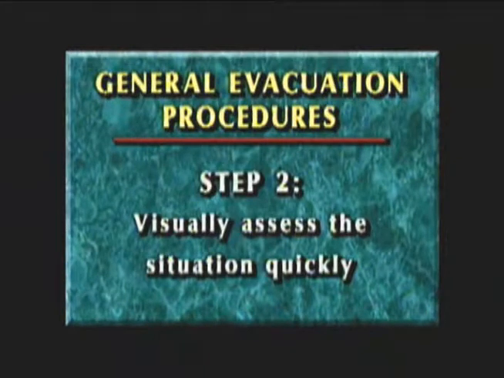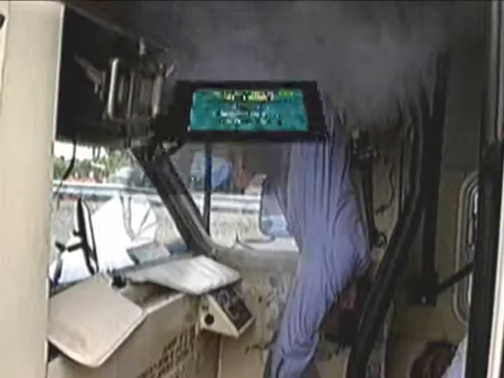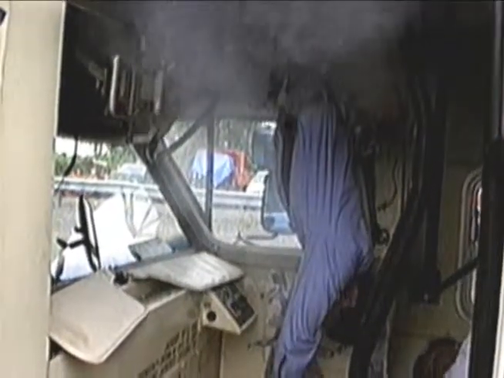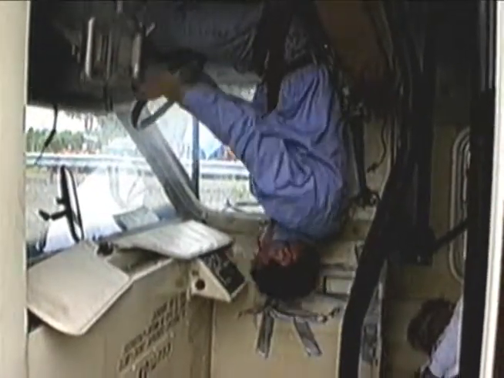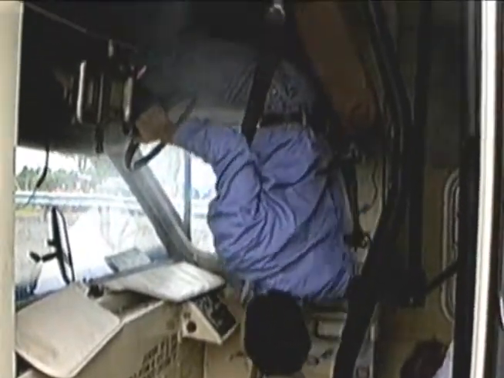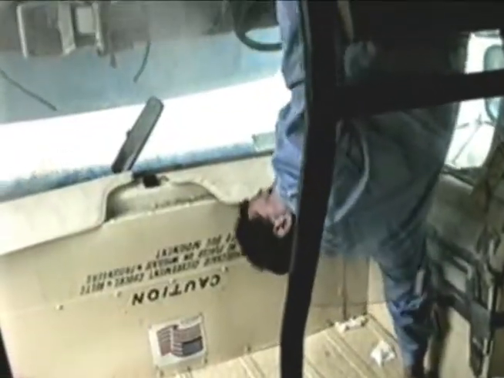Step 2. Visually assess the situation quickly. Release your safety belt and turn to the passengers. If the vehicle is upside down, you will be suspended in your seat by your safety belt. To prevent falling out of your seat, slide the belt as far below your hips onto your thighs as possible. Place one hand above your head and release the belt with your other hand.